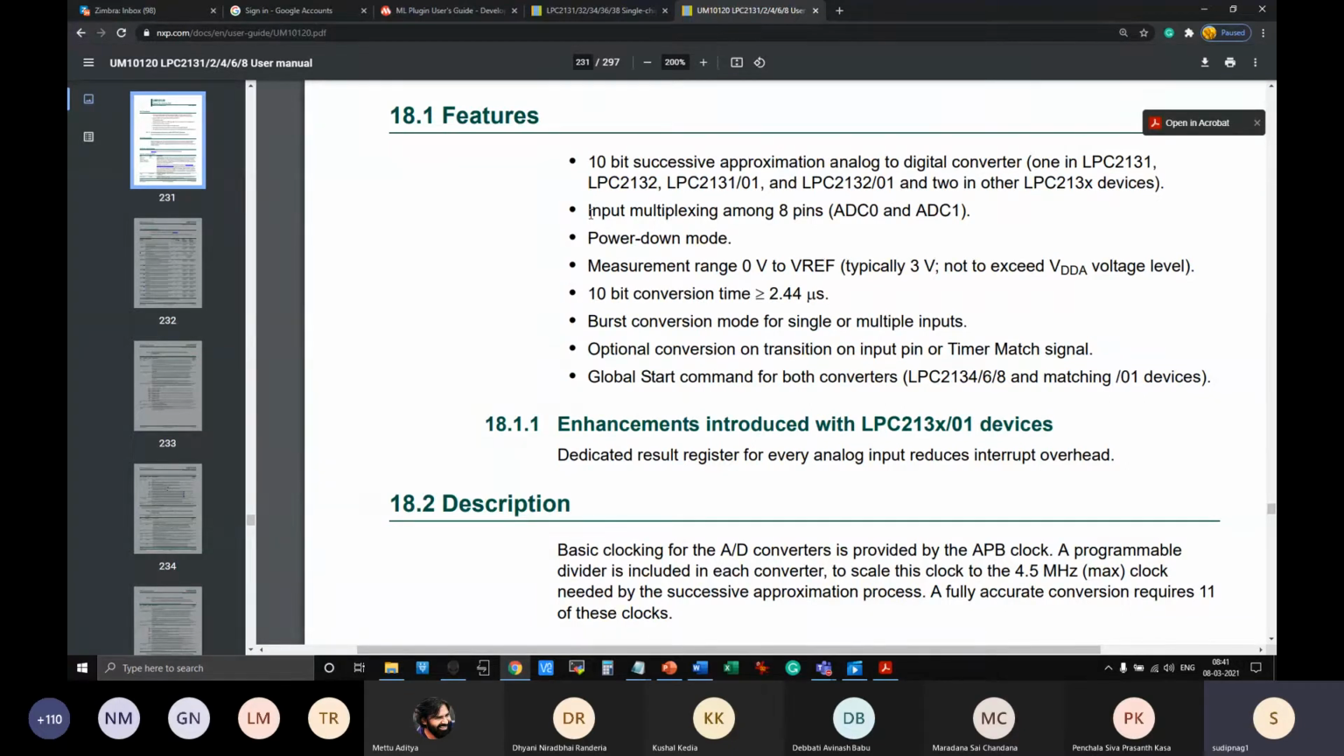So this ADC is coming with input multiplexing among 8 pins. That means there are 2 ADCs, 0 and 1, and each ADC is having 8-bit multiplexer at the input. So that means there are total 16 analog inputs multiplexed to two ADCs, and you can simultaneously use these two ADCs while you need that, and you can configure that through your code. Now you can power down the ADC. That means if you don't need to use any ADC, then you can sleep the ADC.